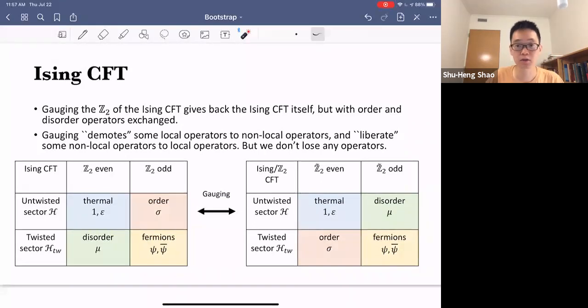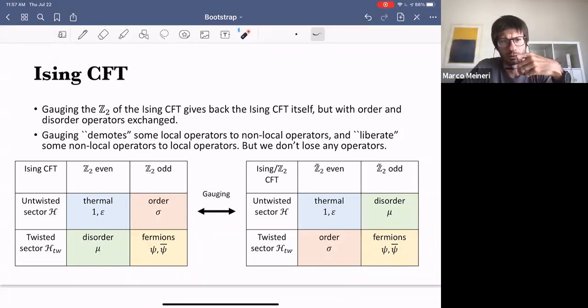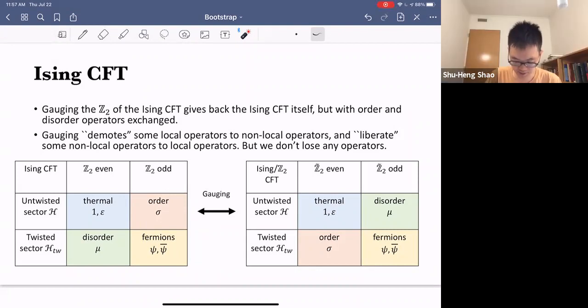Can I ask a question? Yeah, go ahead. Is it simple to see then that the Z2 odd states of the original theory are the twisted sector for the dual orbifold, or the dual Z2? Right. Yeah, that's exactly what I will go over in this slide. Yeah. Thanks.